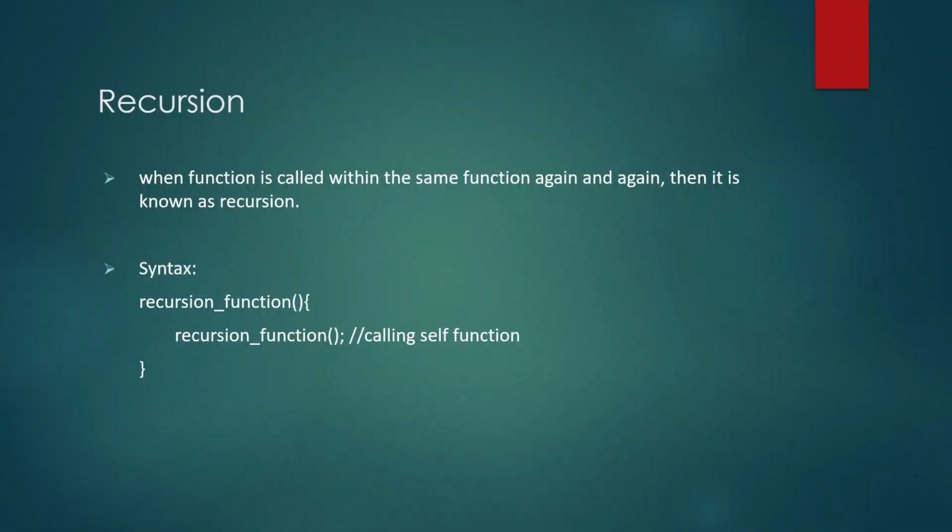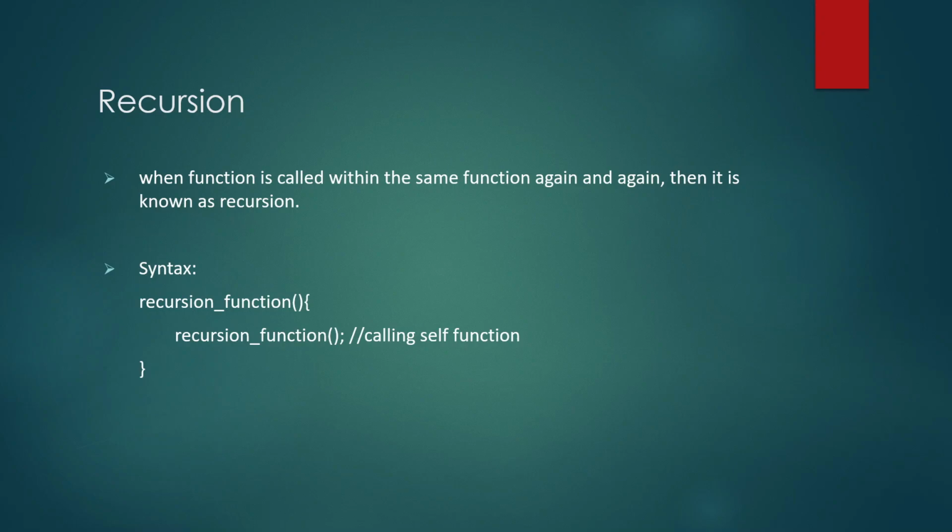Now in functions there is also recursion. When a function is called within the same function, it is known as recursion. The function which calls itself is known as a recursive function. Basically, a function that calls itself and doesn't perform any task after the function call is known as tail recursion. And in tail recursion, we generally call the same function with the return statement.